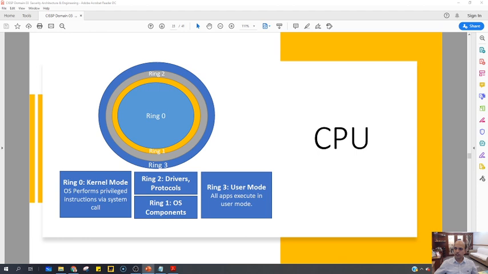In this particular diagram, we have given a ring architecture of the CPU. In the ring architecture, ring 0 is the kernel mode, which has the most security. So that is the most secure layer. So the OS performs privileged instructions via system call only with ring 0. Ring 1 is the OS component. So the next layer is the OS component, which has less security than ring 0, but more security than ring 2. In ring 2 we have the drivers and the protocols, and in ring 3 we have the user mode.